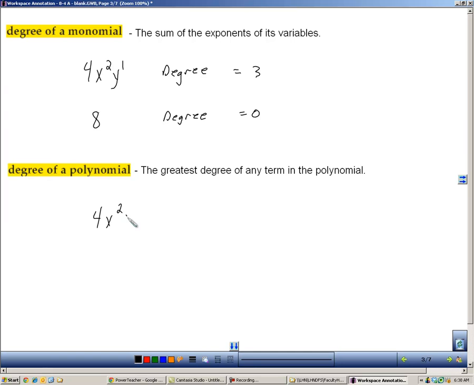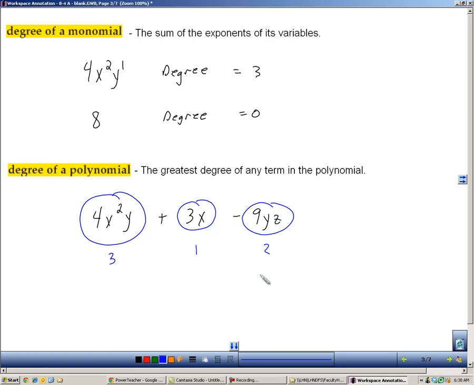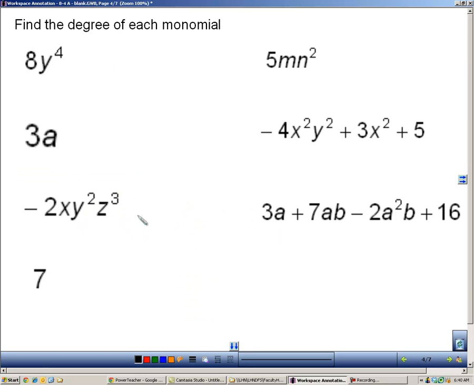4x squared y plus 3x minus 9yz. If you look at this polynomial, it has three terms, and what's the degree of each term? Well, the degree of this term is 2 plus 1, or 3. The degree of this term is a 1, because it has a 1 in that exponent. And the degree of this term is a 1 plus 1, which is a 2. So the degree of the whole thing is 3, because it's the greatest degree of any individual monomial that's in the polynomial.